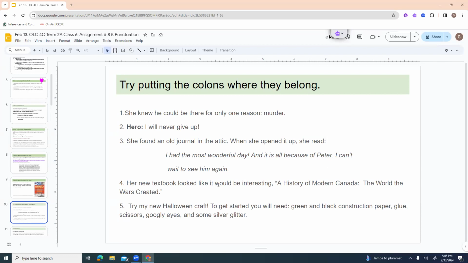"Her new textbook looked like it would be interesting: A History of Modern Canada: The World the Wars Created." What's the colon doing here? Here's your main title. Here's your subheading. "Try my new Halloween craft. To get started, you will need: green and black construction paper, glue, scissors, googly eyes, and some silver glitter." So why is there a colon here? Because we're introducing a list.